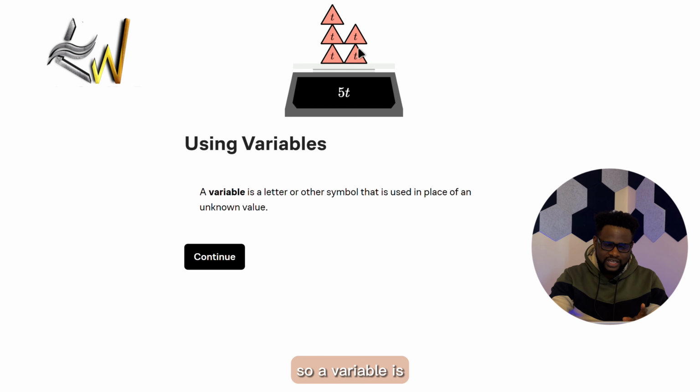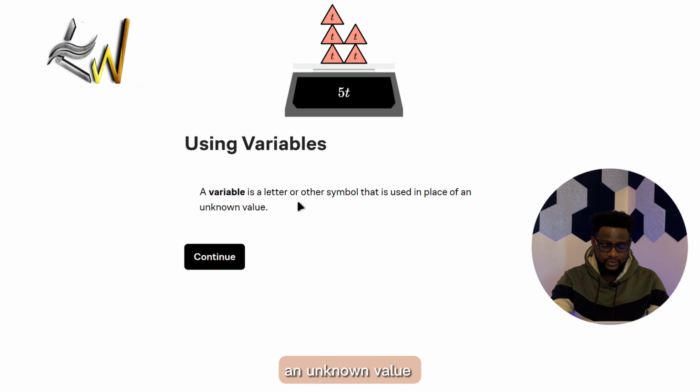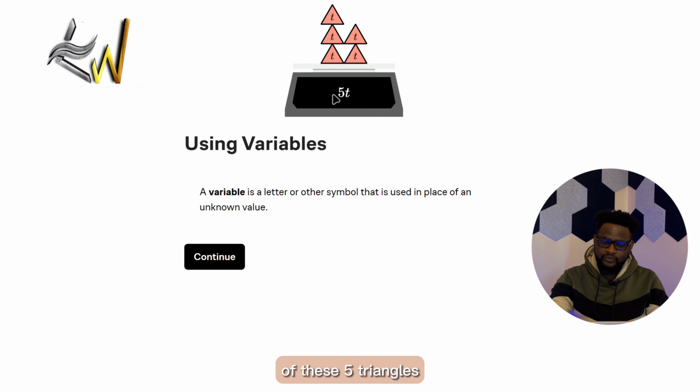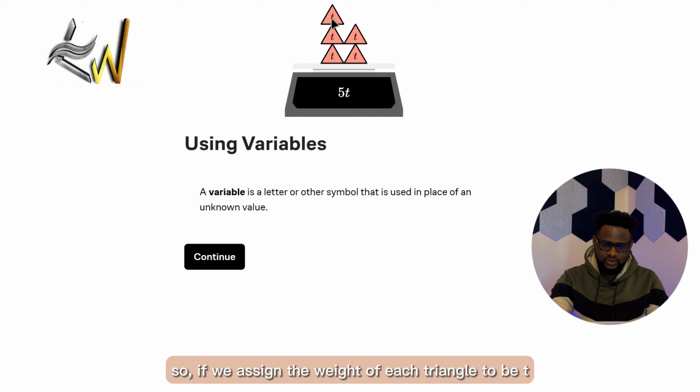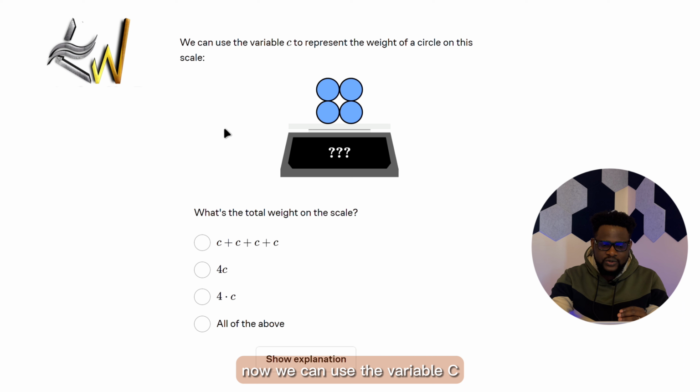All right. So a variable is a letter or other symbol that is used in place of an unknown value. In this case, we don't know the weight of these 5 triangles. So if we assign the weight of each triangle to be T, the total weight of the 5 triangles will be 5T. Now, we can use the variable C to represent the weight of a circle on this scale.